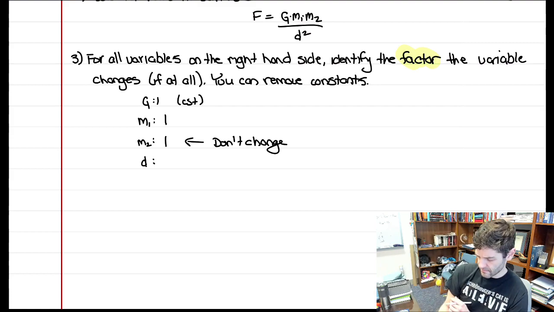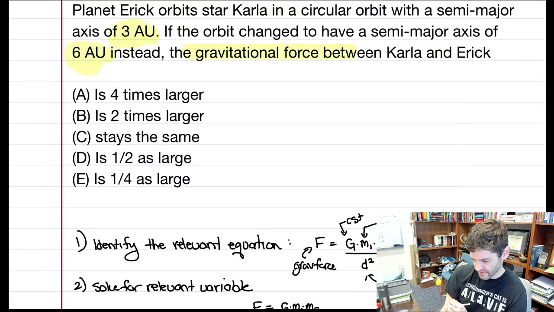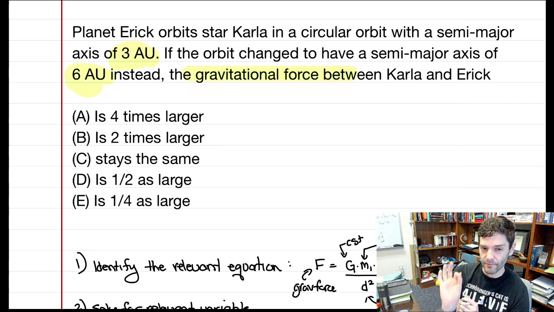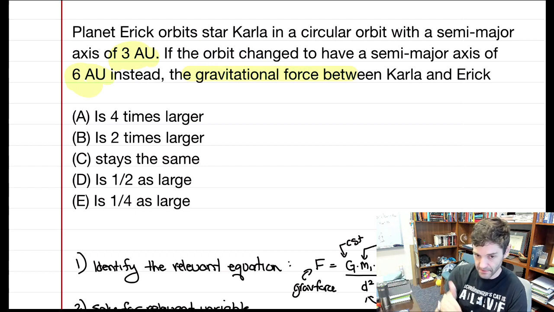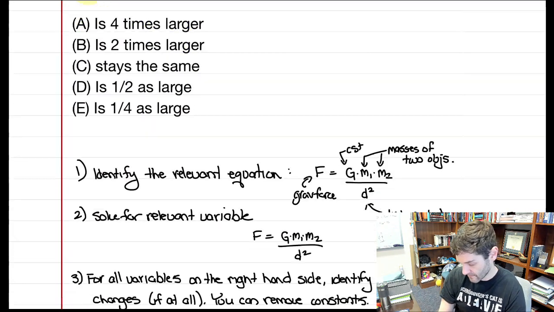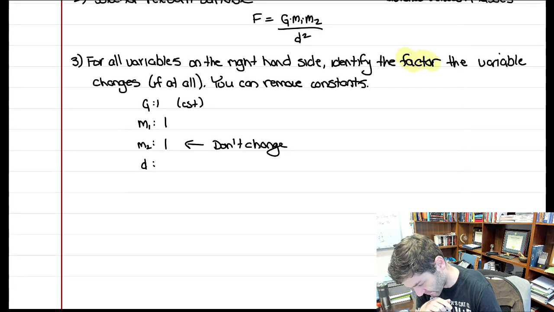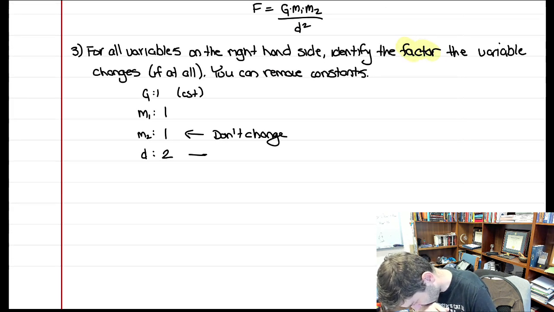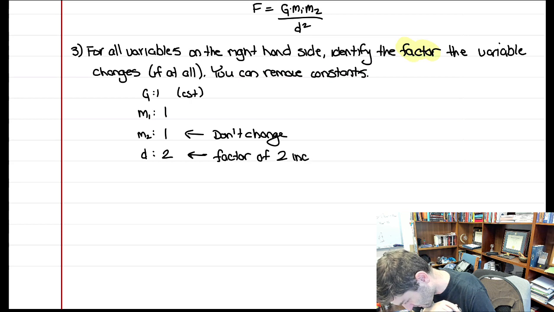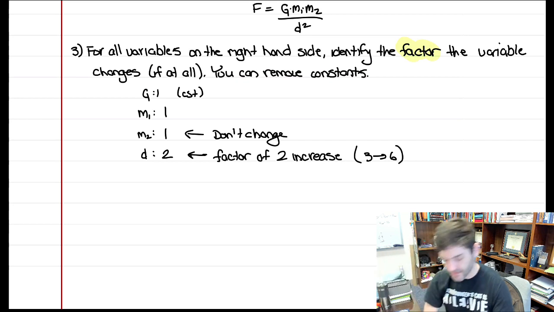But then D went from 3 AU to 6 AU. But again, remember, we're focusing on the factor. So that changes by a factor of 2. 3 goes to 6. That's a factor of 2 bigger. If it was 6 going to 3, it'd be a factor of 1/2. But since 3 is going to 6, that is a factor of 2. Again, emphasizing that this is a factor of 2 increase. It starts at 3, it goes to 6.